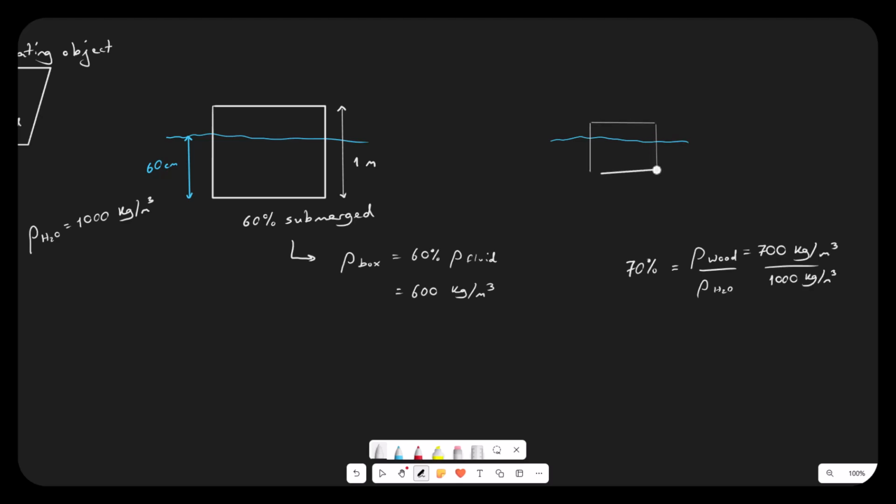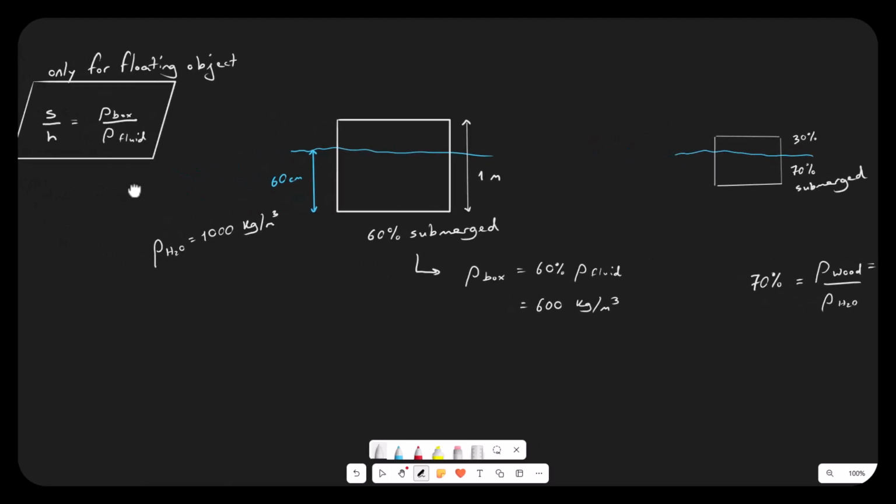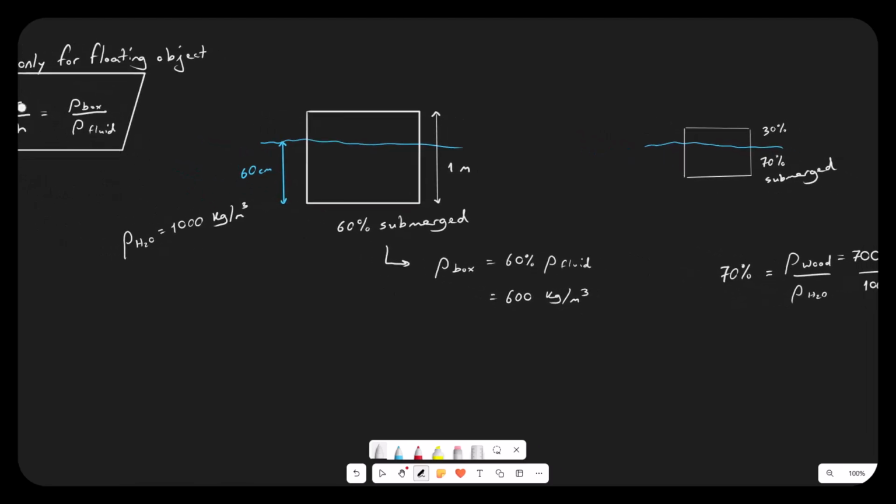Or sometimes the other way that you get that question asked is, what part of the box is sticking out of the water? Well, this is 30% out, 70% submerged. It's a really handy shortcut to have. If I am not floating, if I'm completely underwater, well, I can't have an S that's bigger than H, right?